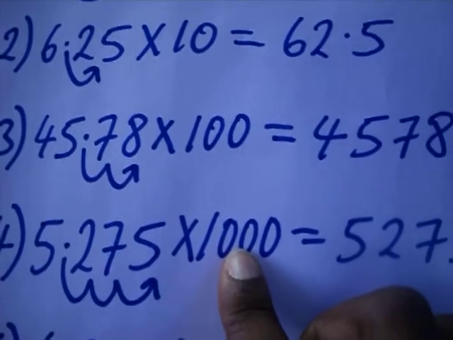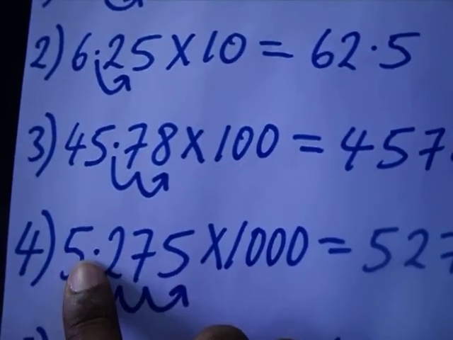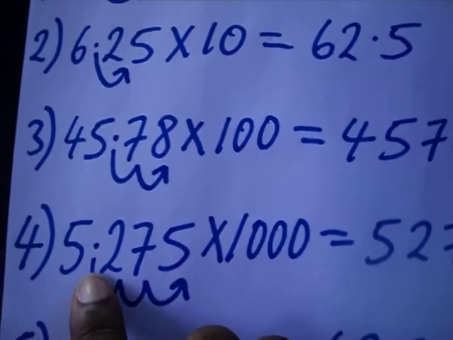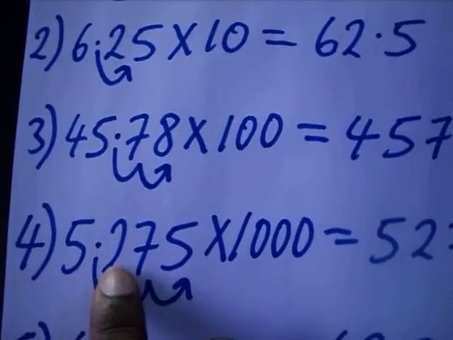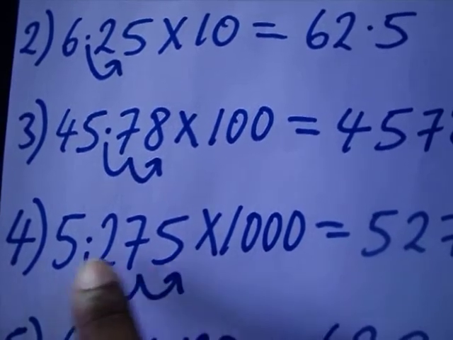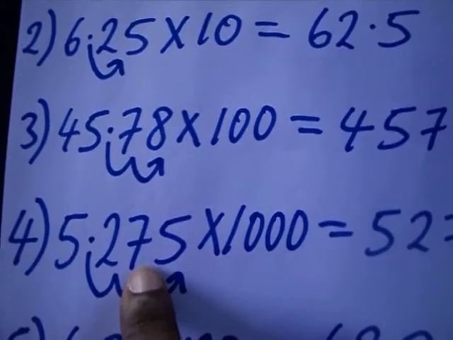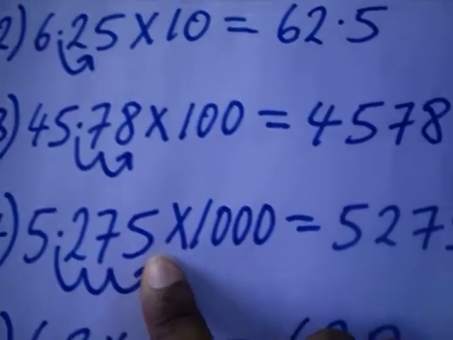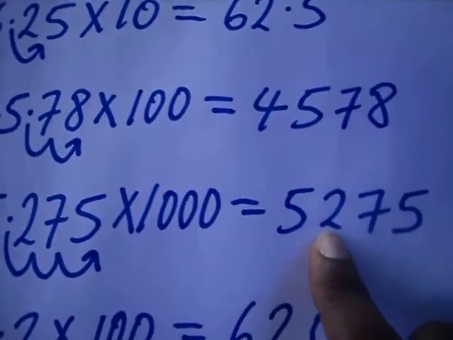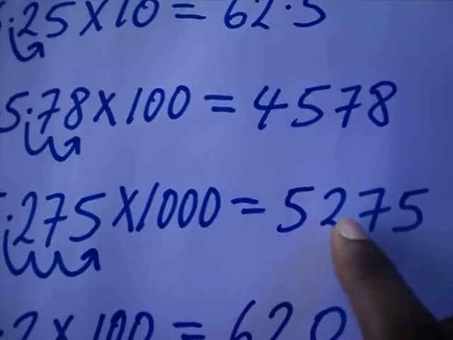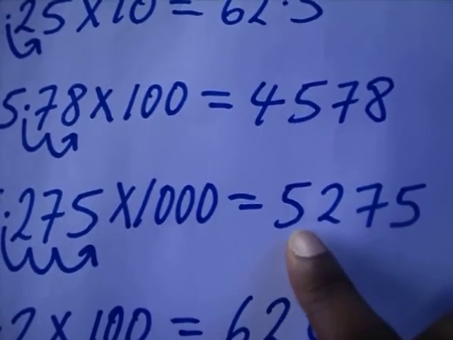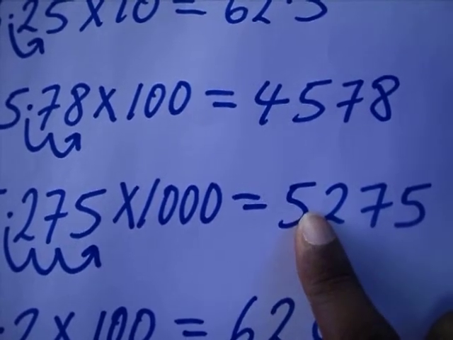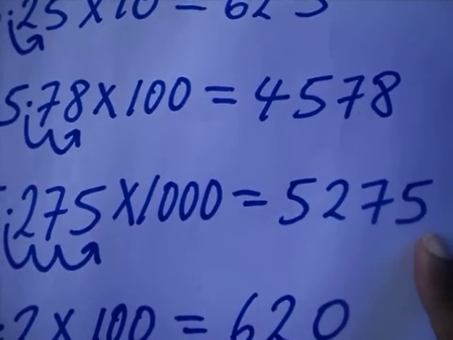If you multiply by 1000, we're going to shift the point, like here. We're going to shift it how many times? 1, 2, 3 times. So you have 5.275 multiplied by 1000, you shift it once, twice, 3 times. So the point now comes here. So you now have 5275. From here, the point goes 1, 2, 3.